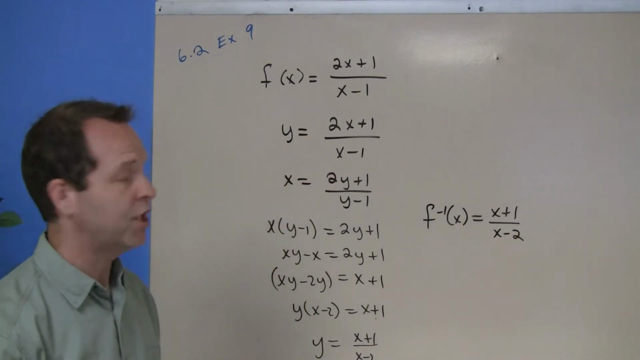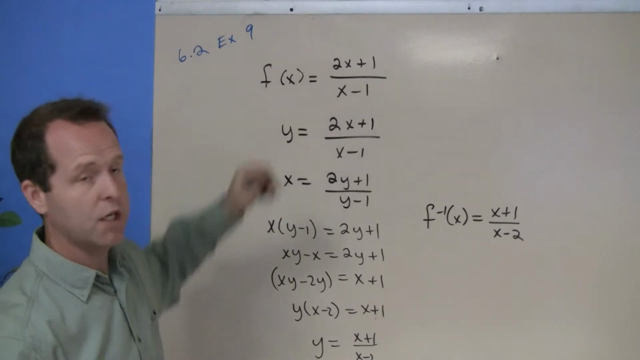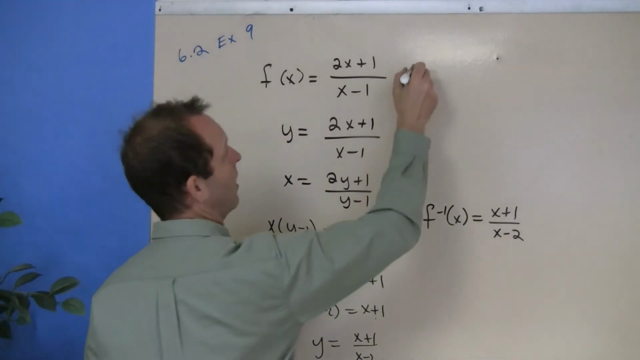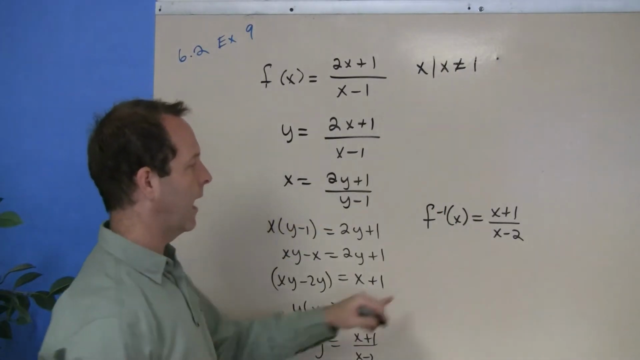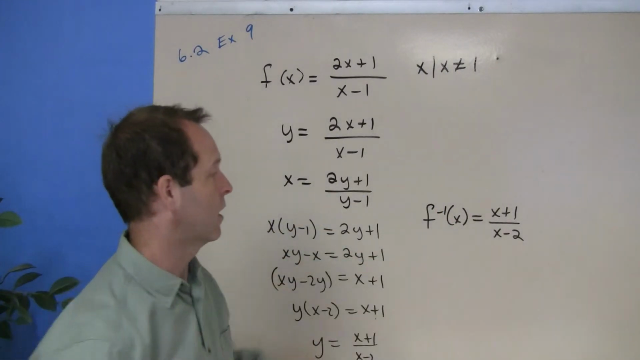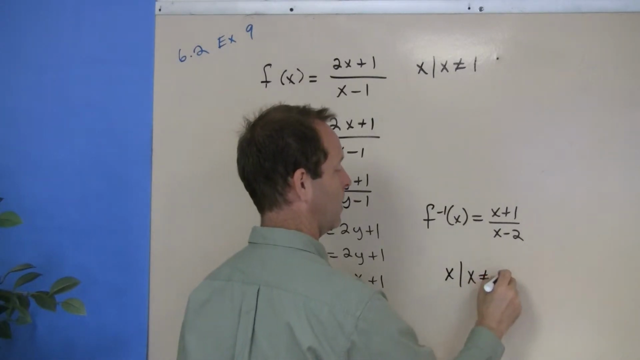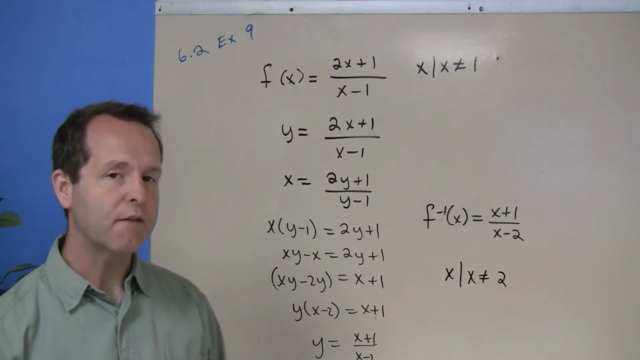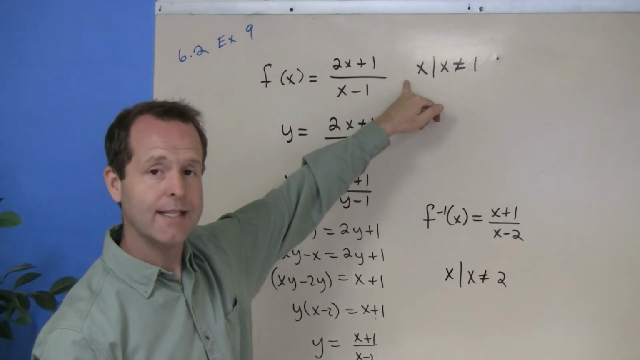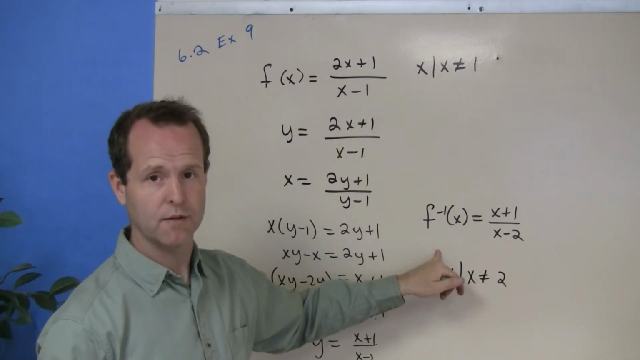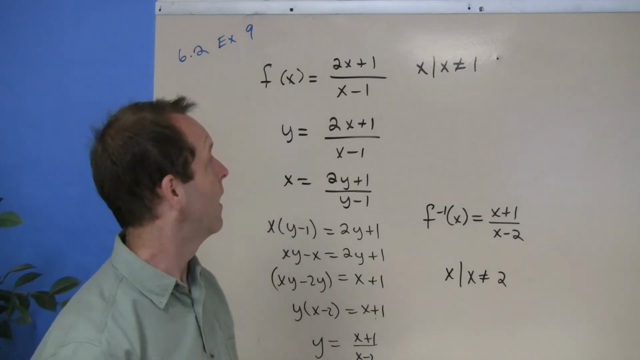Now there's a couple observations I can determine by both of these. Looking at my original function, I can determine its domain is going to be all x's such that x does not equal 1. And likewise, the domain for my inverse function is going to be all x's such that x does not equal 2. Well, the thing about inverse functions is that the domain of my function is the same as the range of my inverse, and the domain of my inverse function is the same as the range of my function.